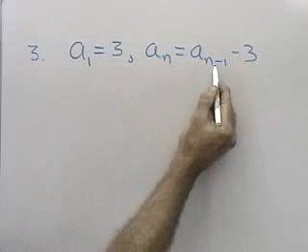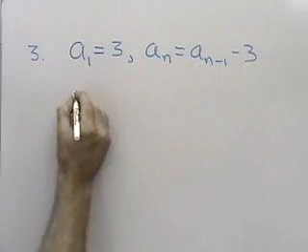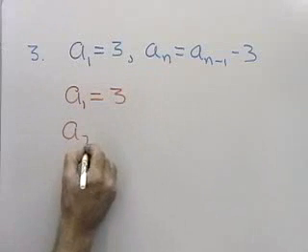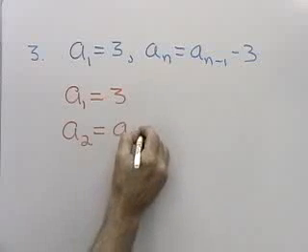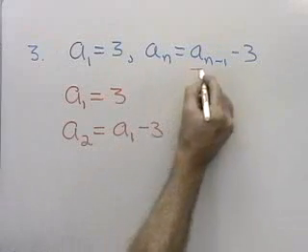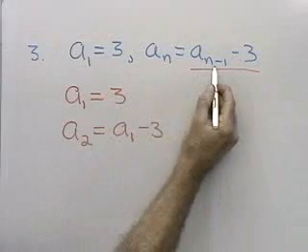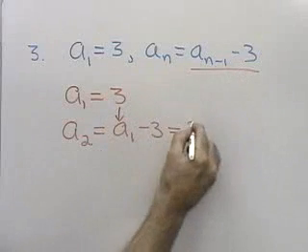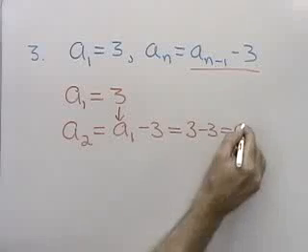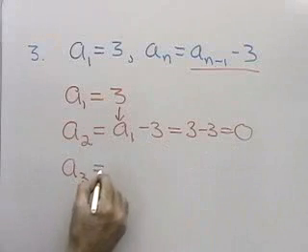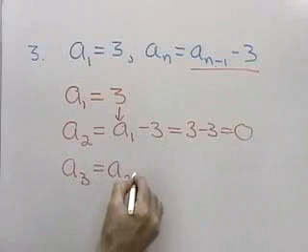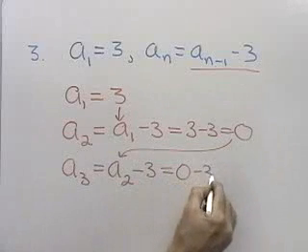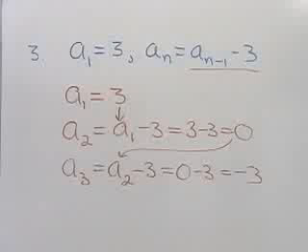So every term is given in terms of the term that came before it. So let's write the terms out. A sub 1 is equal to 3. A sub 2 will be a sub 1 minus 3. That's what this formula here tells us. A sub 2 is a sub 2 minus 1, which is 1 minus 3. I have a sub 1, that's 3 minus 3, which is 0. A sub 3 will be a sub 2 minus 3. A sub 2 was 0 minus 3, which is negative 3.